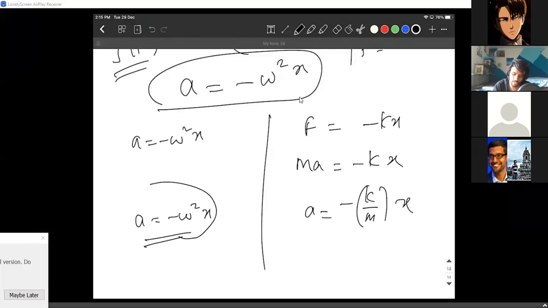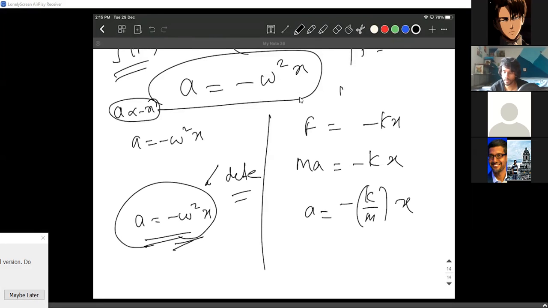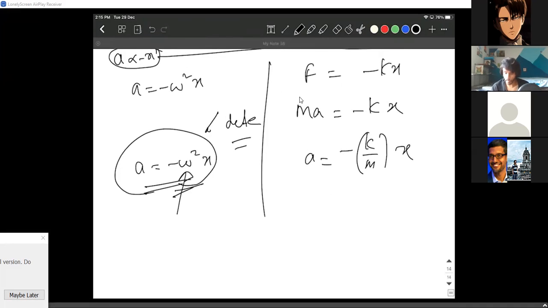We already have this thing as a definition. We don't know where it came from. It's just a definition. Writing acceleration proportional to minus x is acceptable. Writing force proportional to minus x is also acceptable. But this omega square, we don't know where it came from. But looking at the equations, it looks like omega square equals k by m, and that leads to omega as root over k by m.